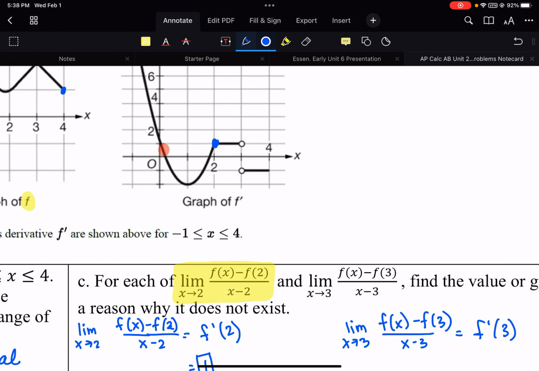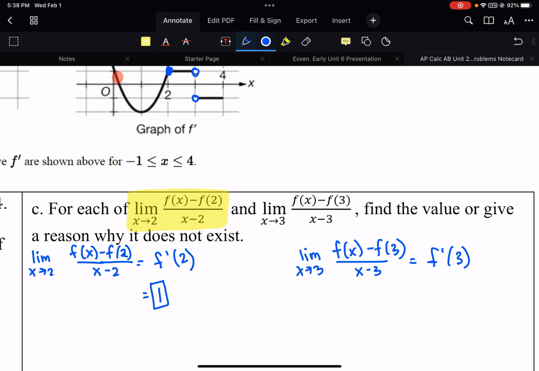F primed of 3, looks like we have a little jump over here. We have a jump discontinuity, which would be fine if one of those was filled in, but there's just no point there. So there's no derivative value at 3. So this does not exist.